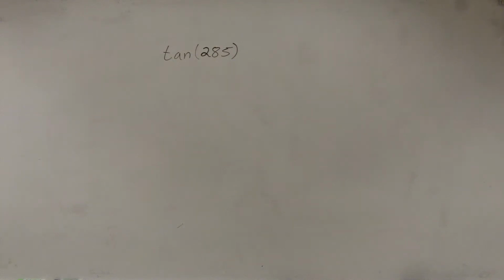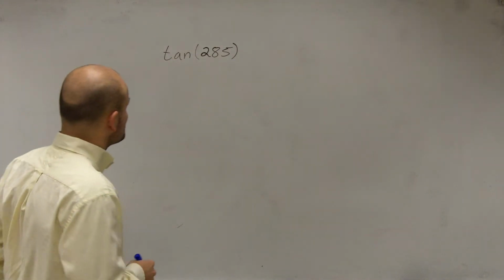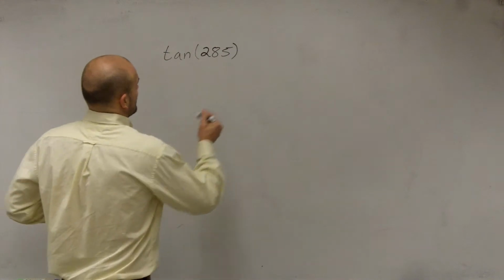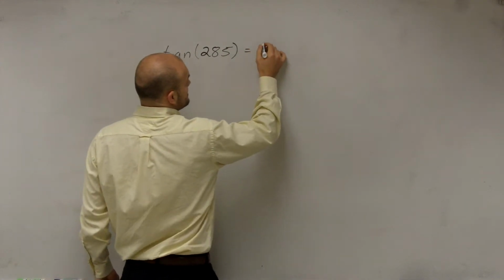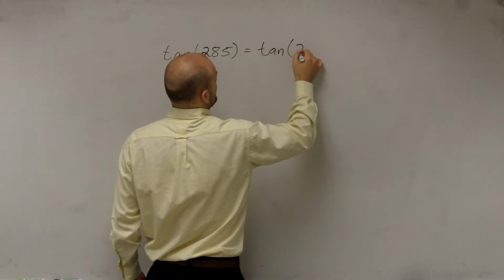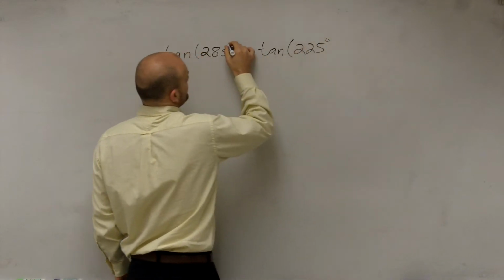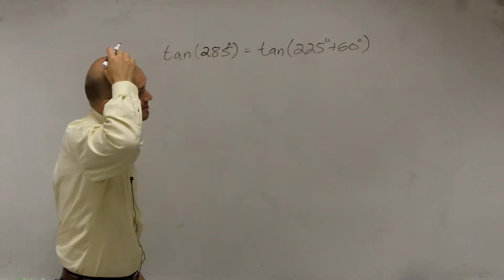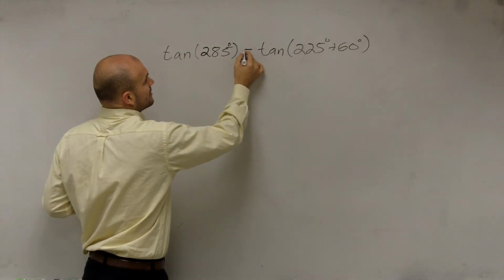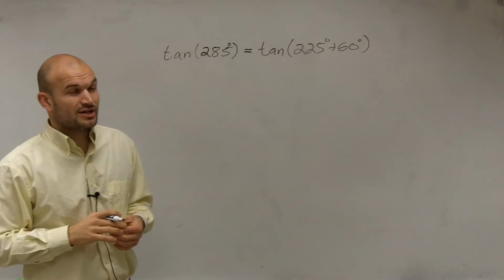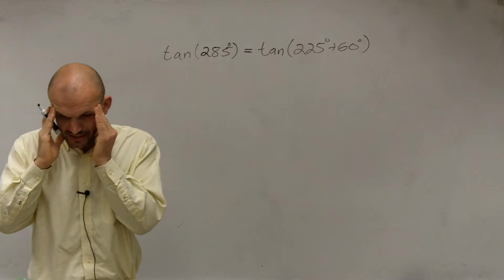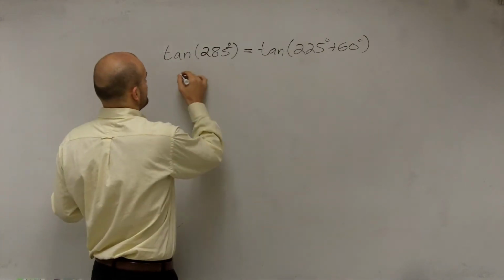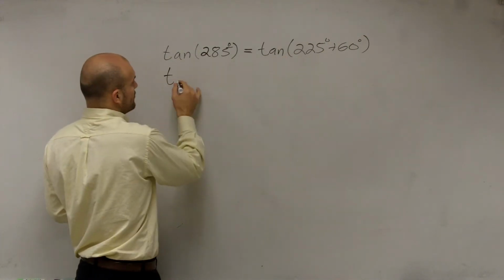So if we go up there and we want to apply the tangent, we can rewrite this and say that this is equal to the tangent of 225 degrees plus 60 degrees, right? So you guys already understand that. Then we can just go ahead and apply the formula, which, let me see, tangent of u plus v. So we know we have a sum of two angles.